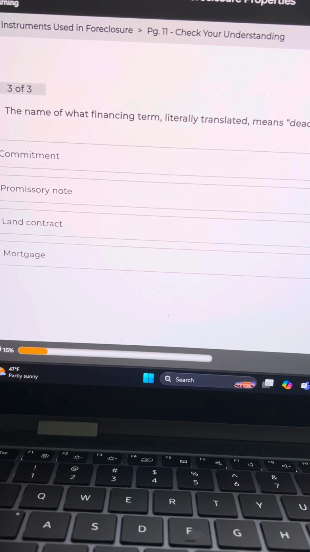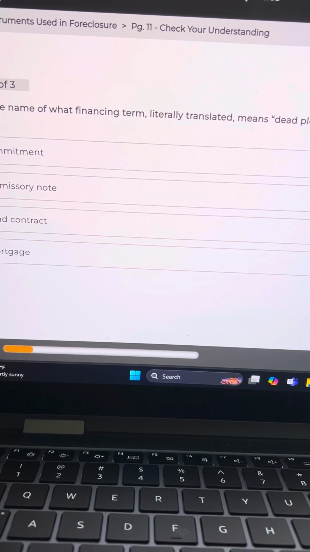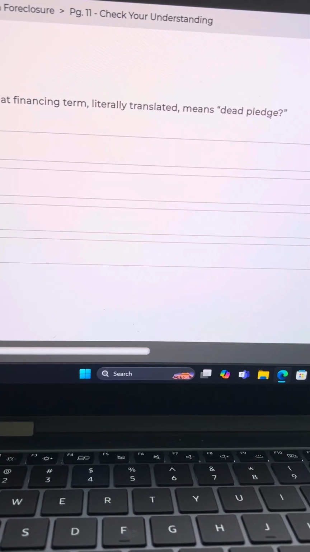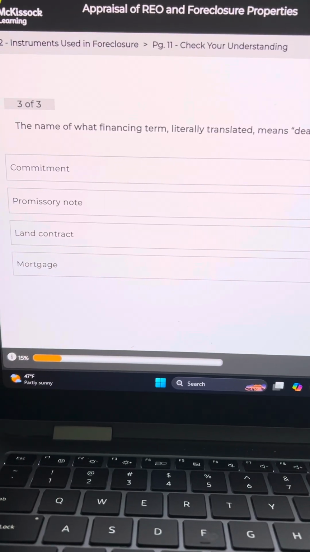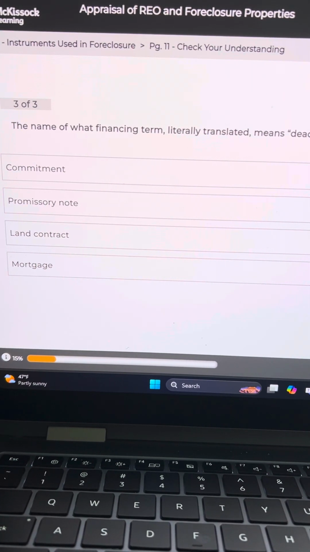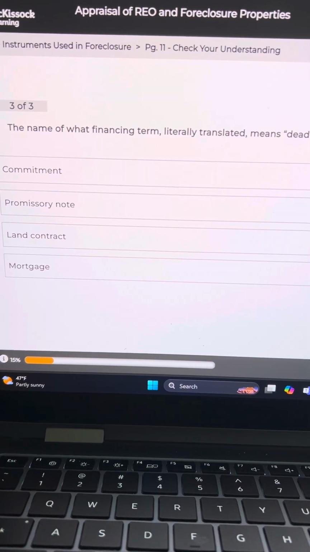And lastly, number 3, the name of what financing term, literally translated, means dead pledge? A, commitment, B, promissory note, C, land contract, or D, mortgage? I'm going to go D, mortgage. Oh, wait. I know mortgage means death pledge. Yeah, that is, never mind. It's just another way. Dead pledge versus death pledge.